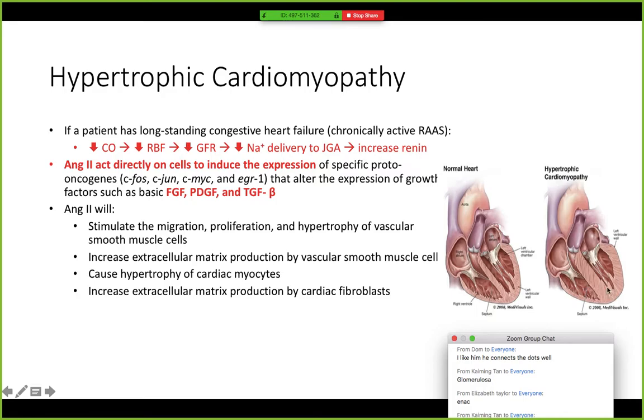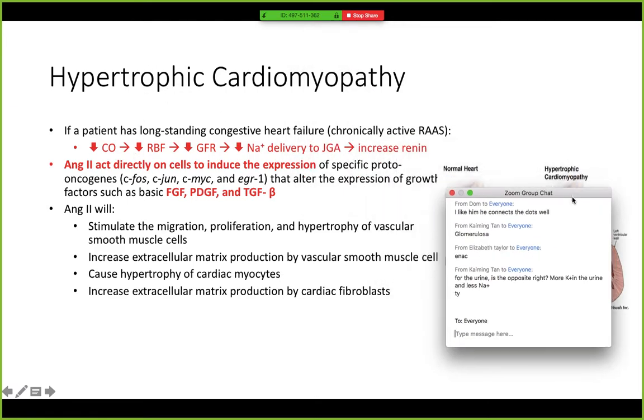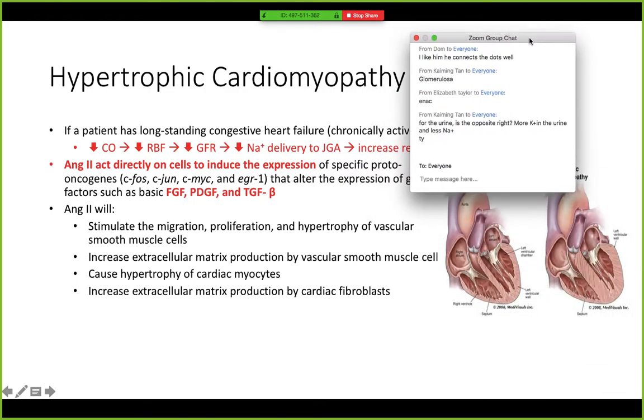the contractility of the heart is going to be decreased. So if you decrease the contractility and the heart can't pump as good as it once could, then you're going to decrease the cardiac output, you're going to decrease renal blood flow, you're going to decrease GFR, and you're going to decrease the sodium delivery to the juxtaglomerular apparatus. And then when that happens, of course, you get an increase in renin, increase in angiotensin II, and an increase in aldosterone.